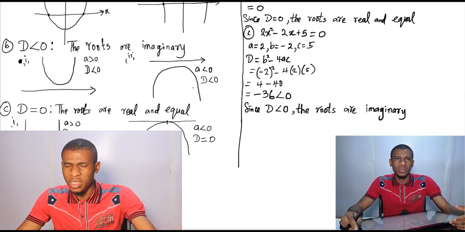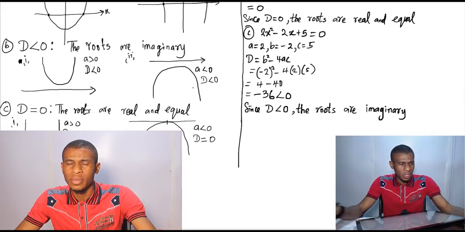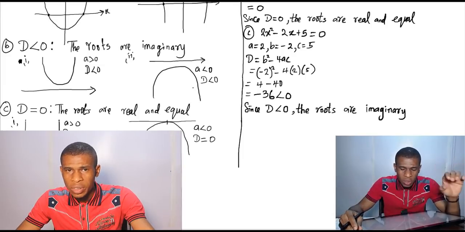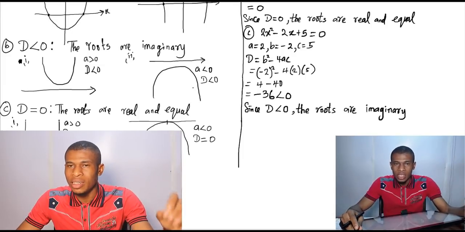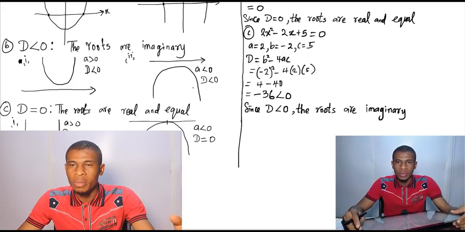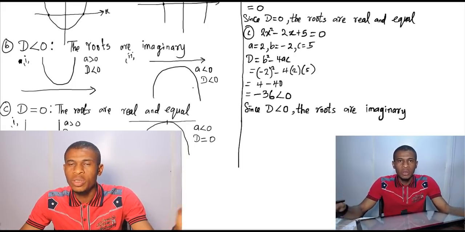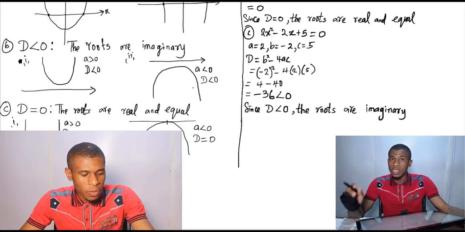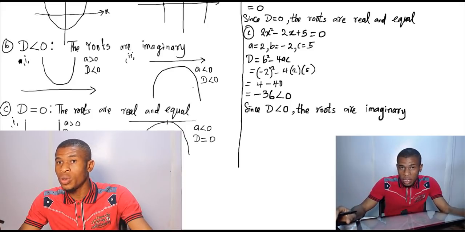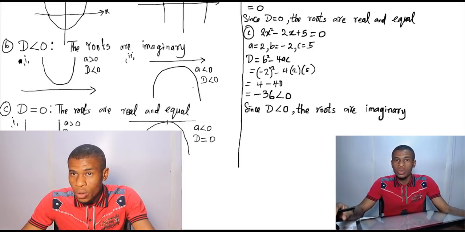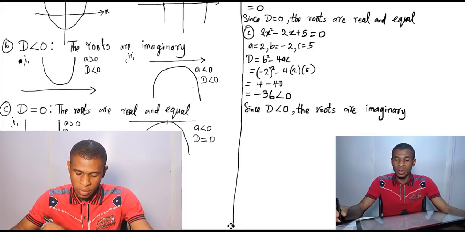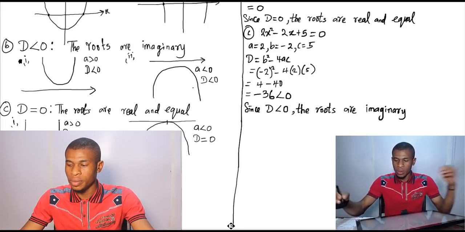So when you are asked to determine the nature of the roots of a given quadratic equation, just go direct using the discriminant D equal to b squared minus 4ac. Substitute the values of A, B, and C. Whatever you have as the value, you have to check if it's greater than 0, less than 0, or equal to 0. In any of the three cases, you will make your conclusion.